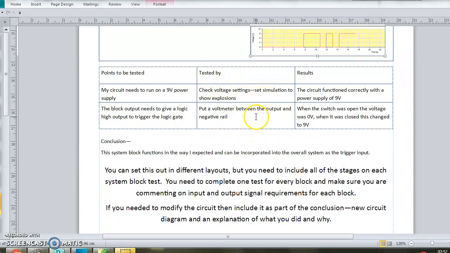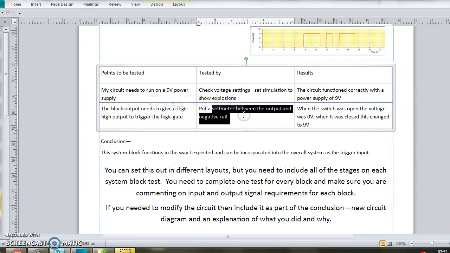Tested by. So one of them is simple, as I've set the simulation so that it's right, and I've set it to show explosions. So if anything was going to blow up because 9 volts was too much voltage, it would do. Put a voltmeter between the output and the negative rail. Well, actually, I didn't, so I'm going to change that.